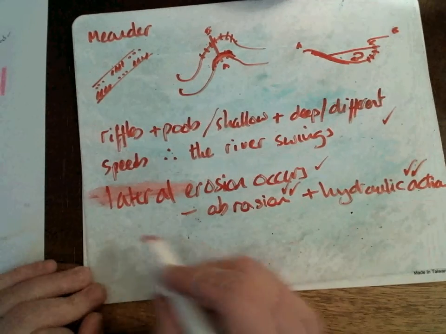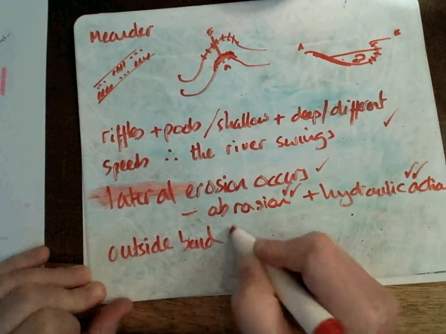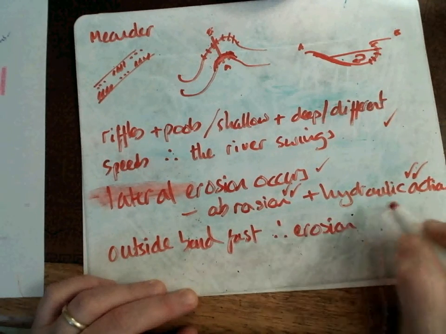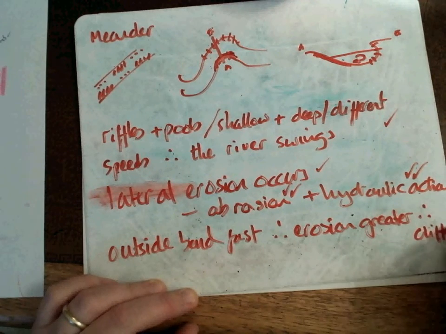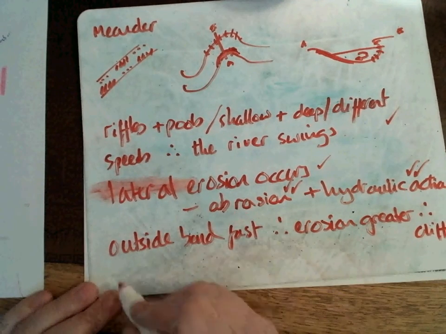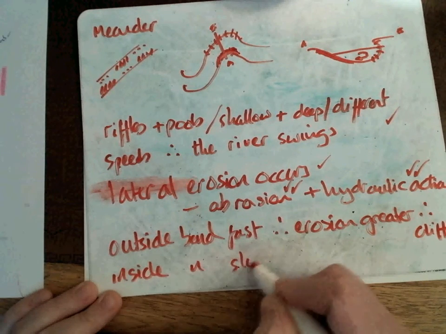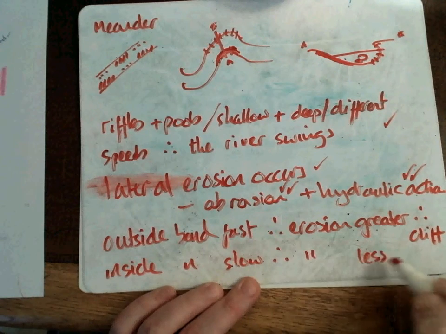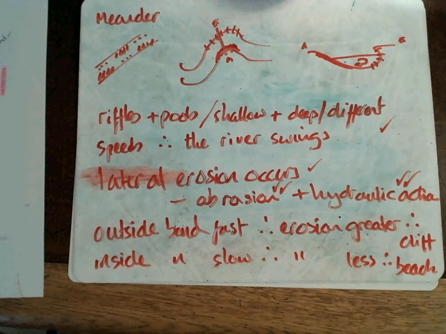The outside bank is faster. Outside bend is fast. Therefore, erosion is greater. Therefore, a cliff forms. And obviously, the inside is the opposite. Inside bend is slow. Therefore, erosion is less. Therefore, a beach forms.